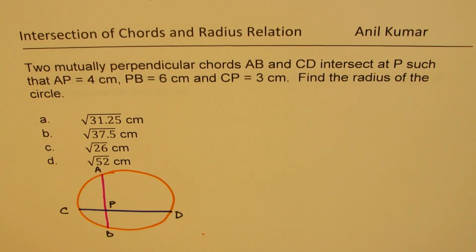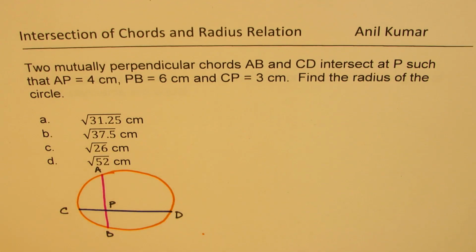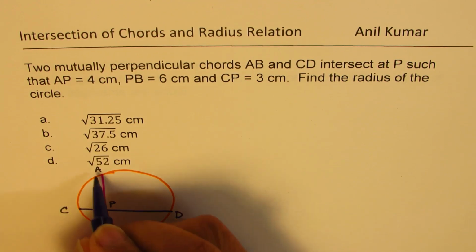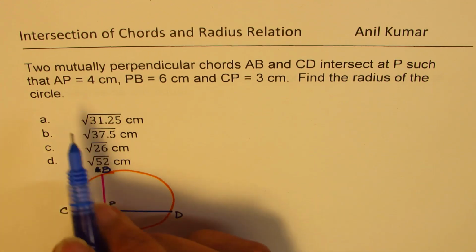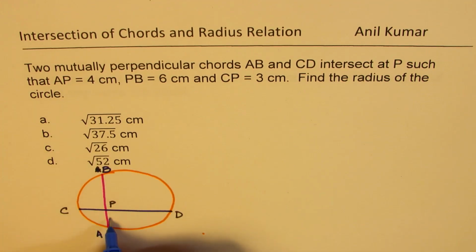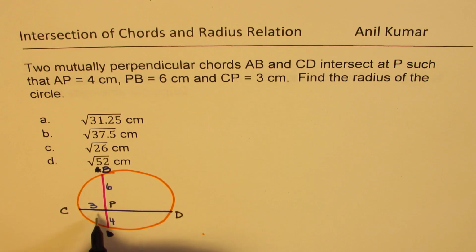What we are also given here is that AP is 4 centimeters, and PB is 6 centimeters. Let me make this as A and this as B. So AP is 4 centimeters, PB is 6 centimeters, and we have CP as 3 centimeters. We are also given that they intersect at right angles.